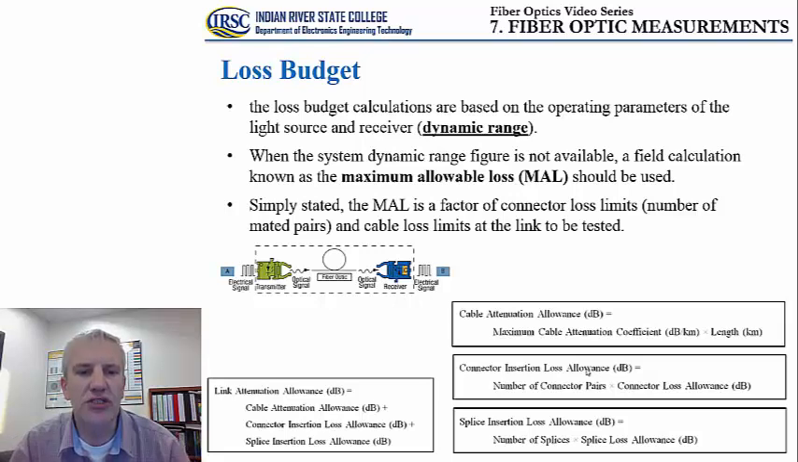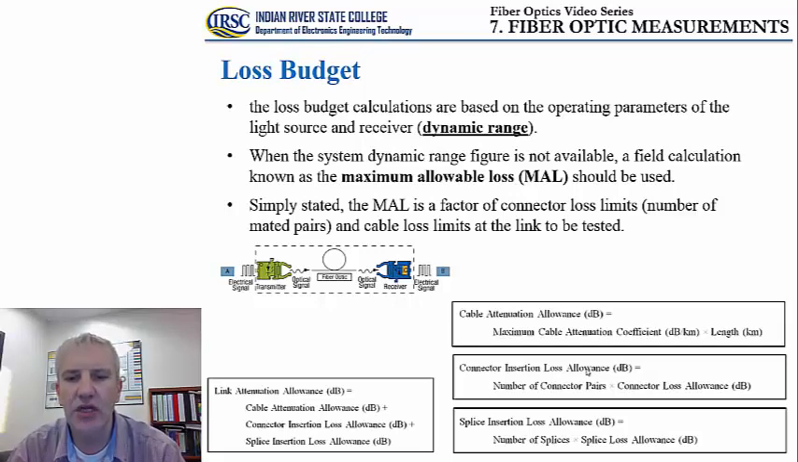How is the link attenuation allowance calculated? It is shown on this line on the bottom. If you look at the box on the bottom left side, that's the top level. The link allowance, the loss along the entire fiber optic link, is going to consist of three factors. The first one is the cable attenuation. The second is the loss in the connectors that are present on the fiber optic link. And finally, the third factor would be loss present in the splices that exist on the fiber optic link. Each of these three contributions can also be calculated.